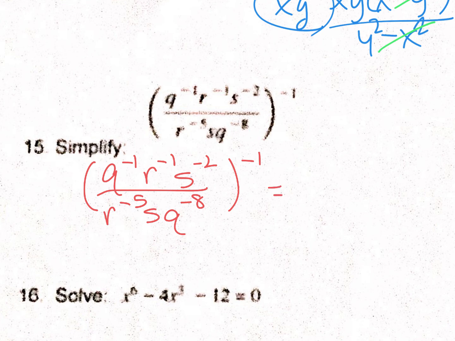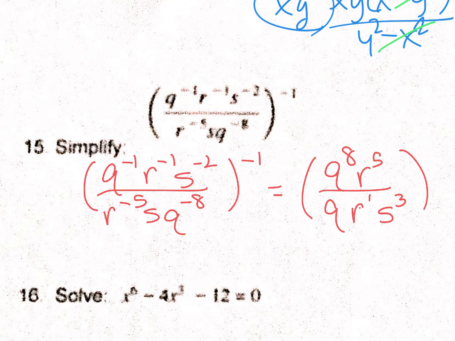I'm going to flip everything that is negative inside, just to make it a little bit easier for us. So the Q8 is coming to the top. The Q1 is going to the bottom. The R5 is coming to the top. The R1 is going to the bottom. The S negative 2 is going to the bottom. It joins the other S, so I now have S3 on the bottom. All that to the negative 1.